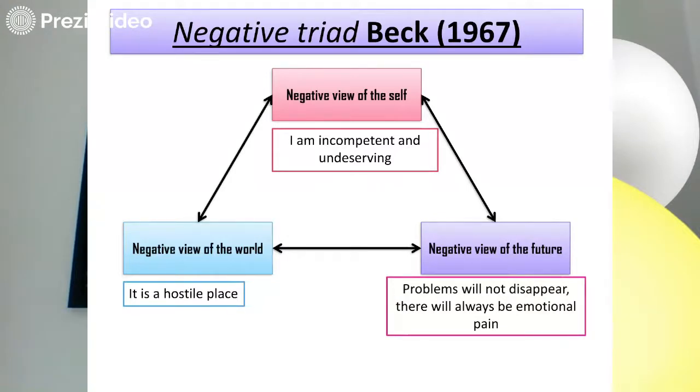So we have some examples of thoughts that an individual might have. A negative view of the self: I am incompetent and undeserving. A negative view of the future: problems will not disappear, there will always be emotional pain. And a negative view of the world: it is a hostile place.